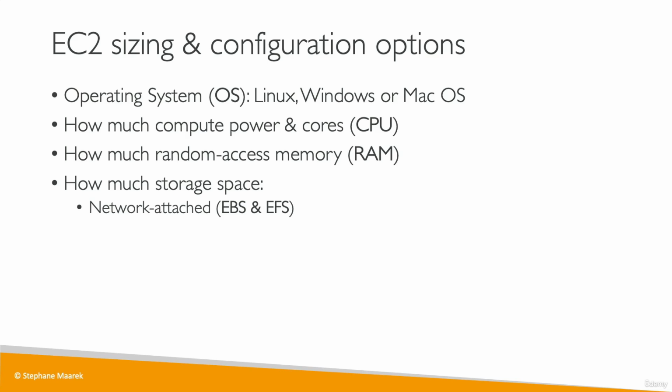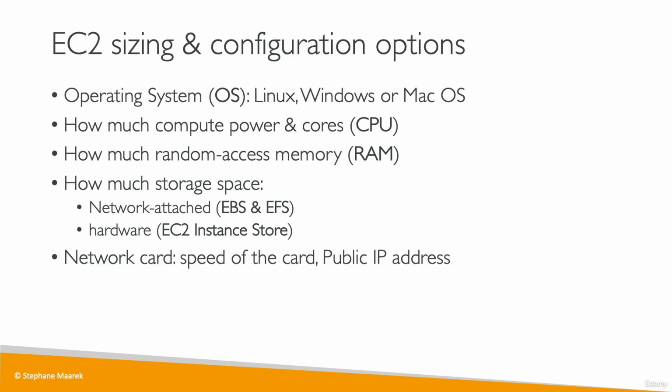So for example, do you want storage that's going to be attached through the network? And we'll see about it with EBS or EFS. Or do you want it to be hardware attached? In this case, it will be an EC2 instance store, and with a whole section on storage, so don't worry about it. And then finally, the type of network you want attached to your EC2 instance. So do you want a network card that's going to be fast? What kind of public IP do you want? And finally, we need to handle the firewall rules of our EC2 instance, and that is the security group.